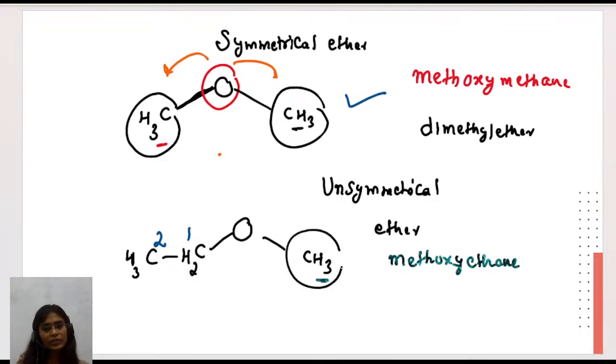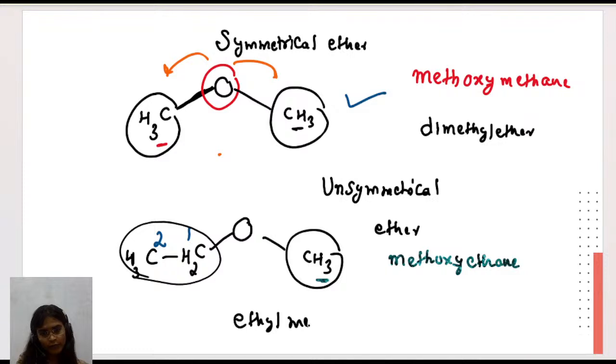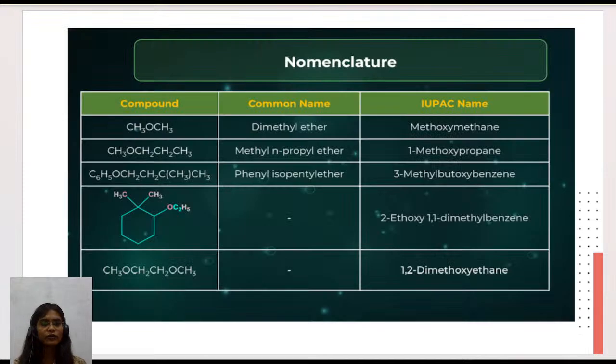Or for this one you can say one and two, so it becomes ethyl methyl ether. I hope you know the alphabetical order. First it's ethyl, then methyl, and then ether. So this is a common name. Let's see a kind of table. Look at this, both kinds of name are present. It's an IUPAC name, like we discussed, CH3OCH3. Methoxy methane is the IUPAC name and the common name is dimethyl ether.